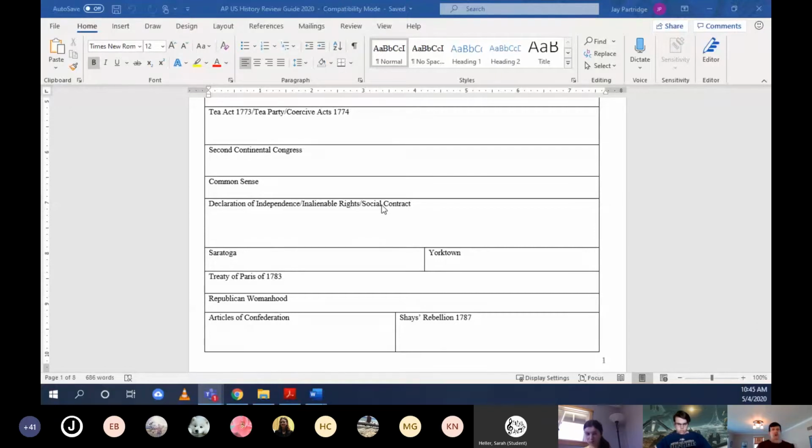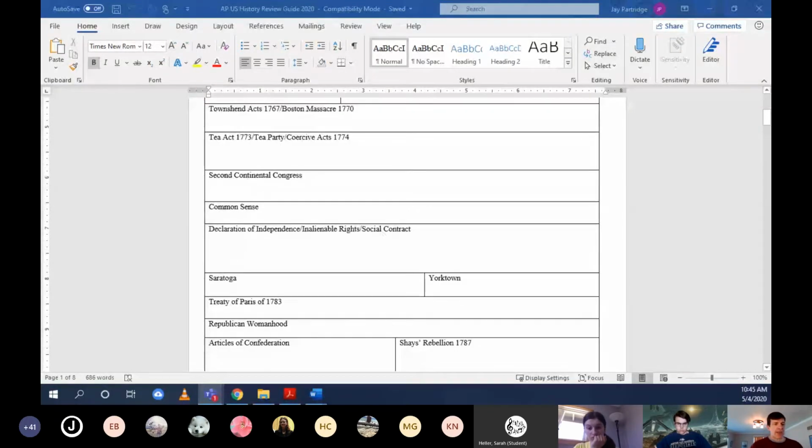Common Sense was one of the great pamphlets written by Thomas Paine. So Thomas Paine was an Englishman who was a small r Republican. He believed in a Republican form of government. And in it, he laid out one of the most persuasive reasons why the colonies should rebel from Great Britain.